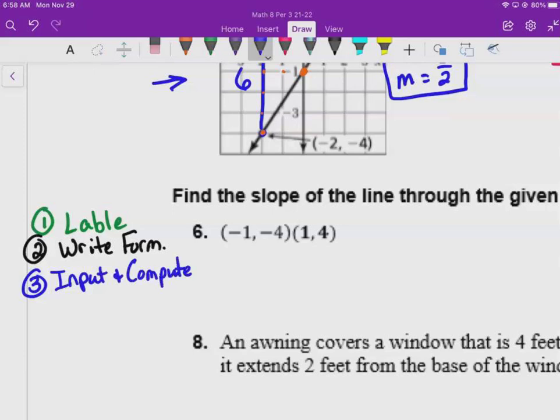Okay, so first step, label. So I'm going to call this x1 because it's the first coordinate's x value. x1, y1, x2, y2. So I've got point number 1, point number 2.